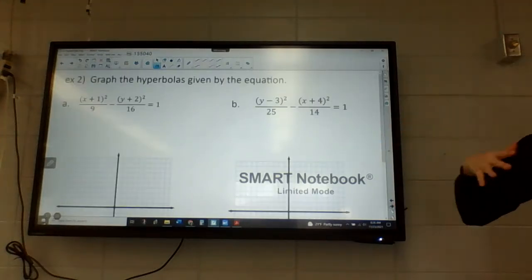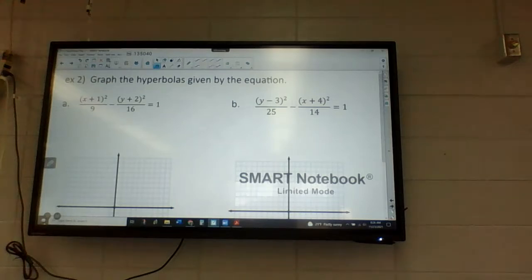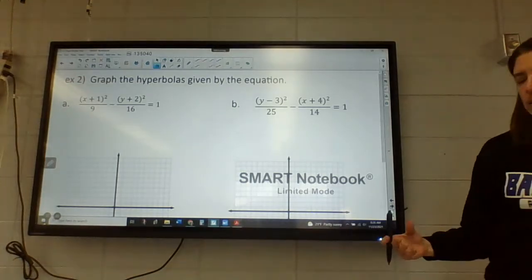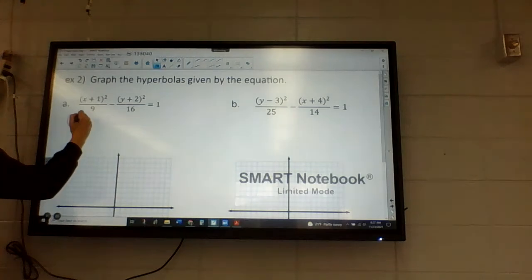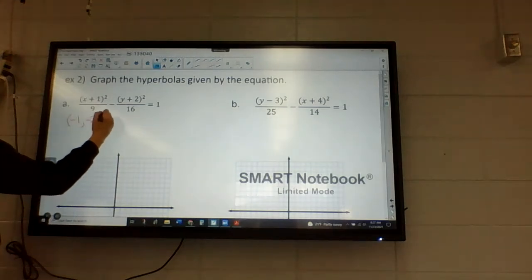So let's do a couple of these where the center is not 0. Again, I'm not going to write down every part this time. I'm going to try to be a little bit briefer with you on it. So it's -1, -2. That's my center.